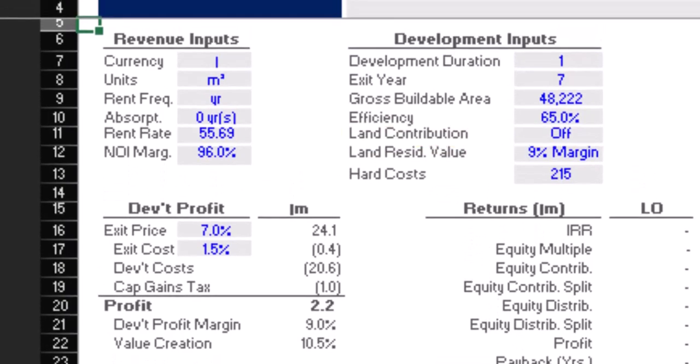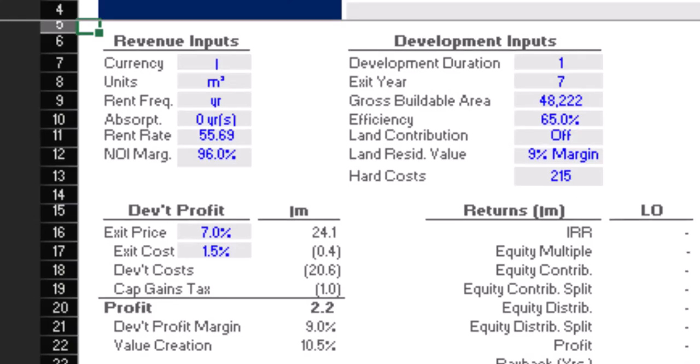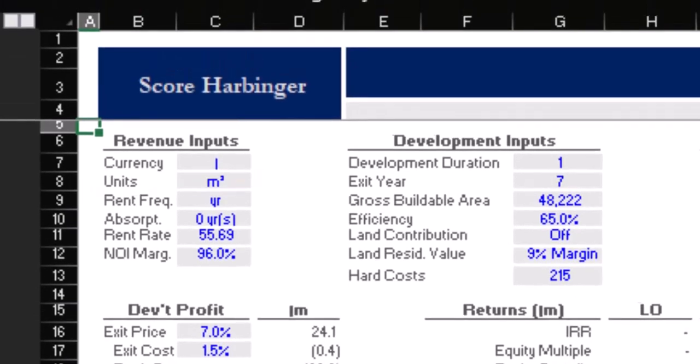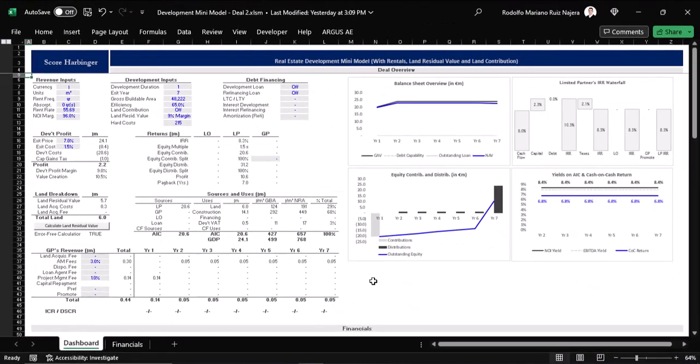Our model runs statistically based on the unit of measure that we choose, square feet or square meters. It is therefore suitable to a wide array of property types such as multifamily, mobile home parks, self-storage, single-family, warehousing, industrial, or office properties. Let's go through an investment case and see this model in action. This investment opportunity involves the development of a multifamily building in the US.